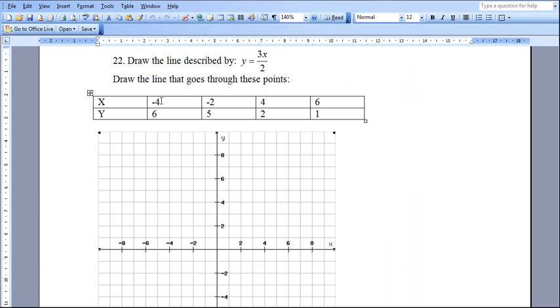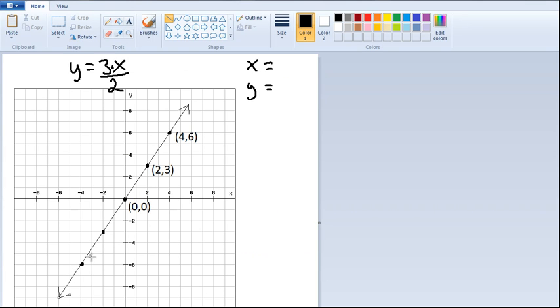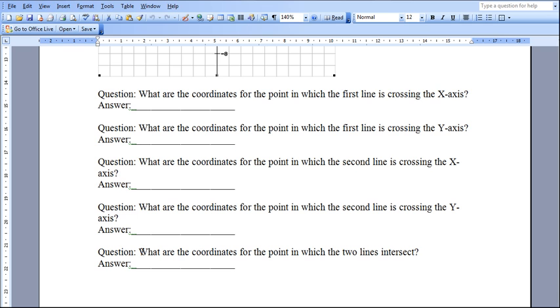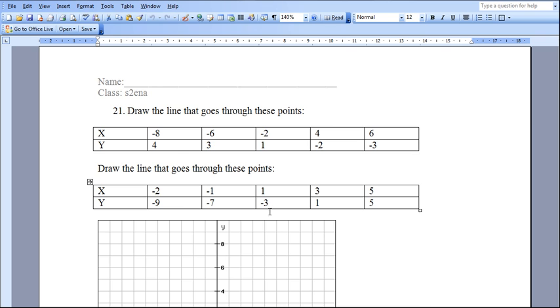And the second line, we have to plot these 4 points and then draw this line. And then it's the same thing as the exercise before. We have to see where the first line, this line, is crossing the x-axis and the y-axis. And then when we draw the second line, we will see where it crosses the x-axis and the y-axis. And the last question, we have to see where are the coordinates for the point in which the two lines intersect when they cross. So it's the same thing as exercise 21.